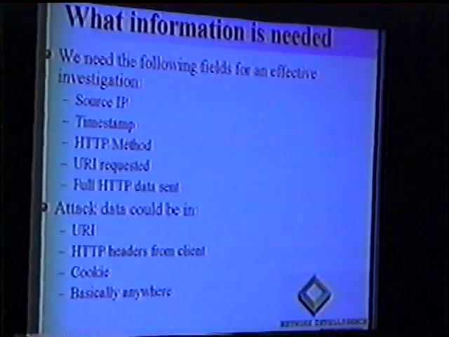Now, if you're planning to conduct an effective and a thorough web application investigation, there are certain fields of information that you need. Some of these are common across any network-based intrusion. You need the IP address from where the traffic is coming. You need the timestamp. But you also need the HTTP method that was used. And you need the uniform resource identifier that was requested by the user or the attacker, as the case might be.